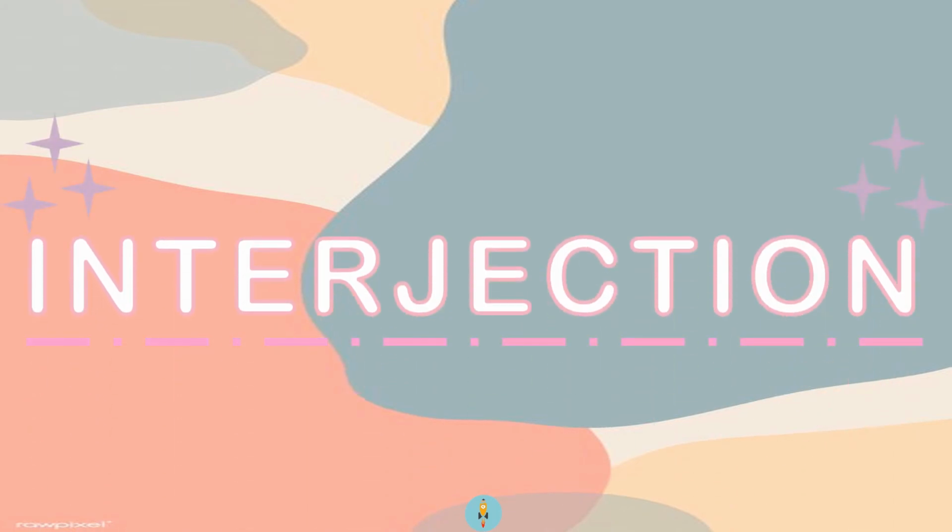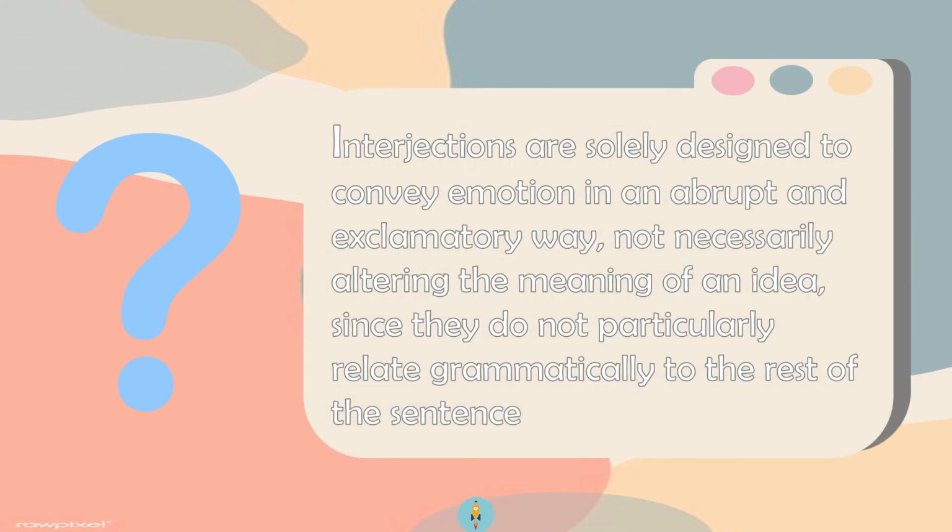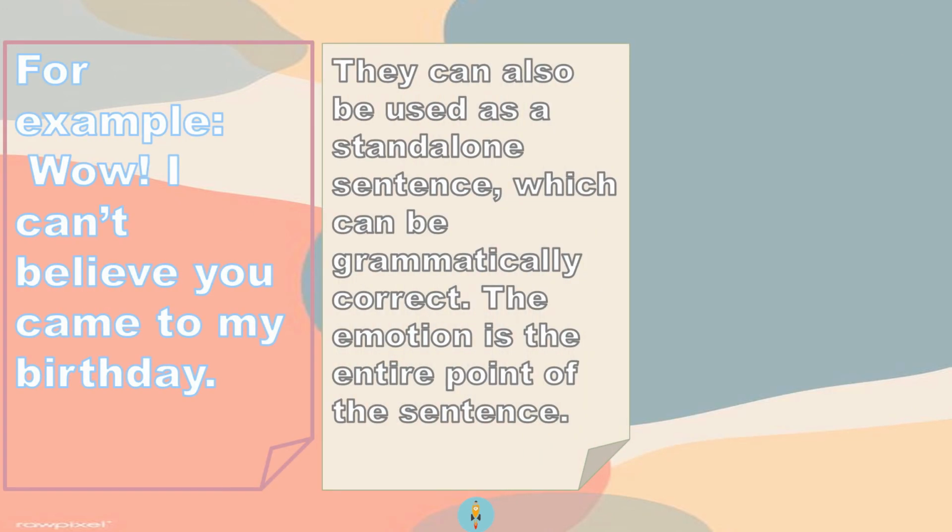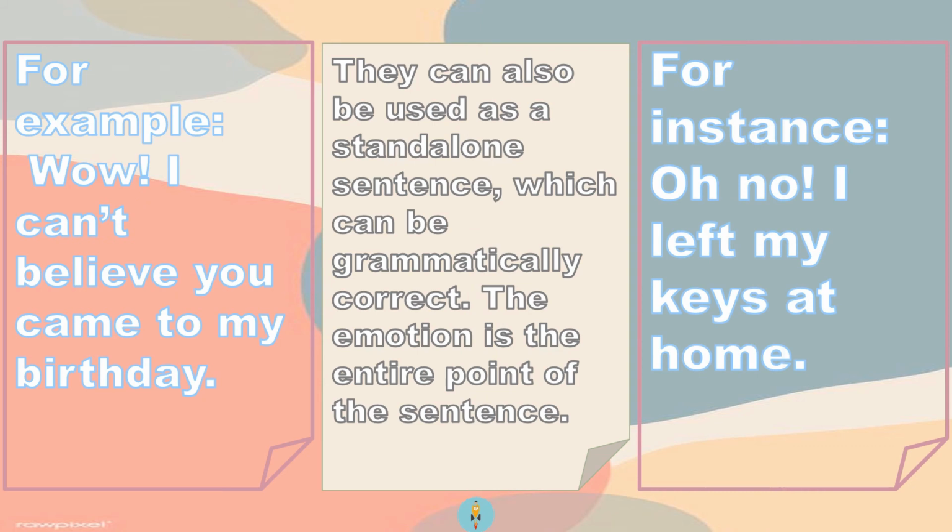Now that we're done with prepositions, let's go to interjections. Deemed as the least important part of speech, interjections are solely designed to convey emotion in an abrupt and exclamatory way, not necessarily altering the meaning of an idea, since they do not particularly relate grammatically to the rest of the sentence. They can also be used as a standalone sentence, which can be grammatically correct. The emotion is the entire point of the sentence.